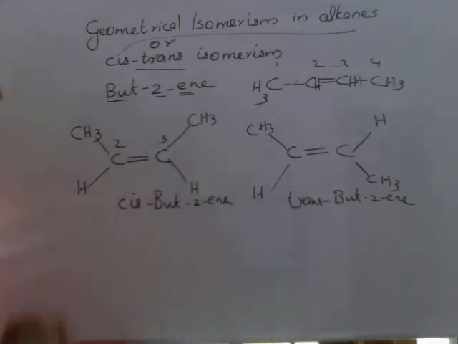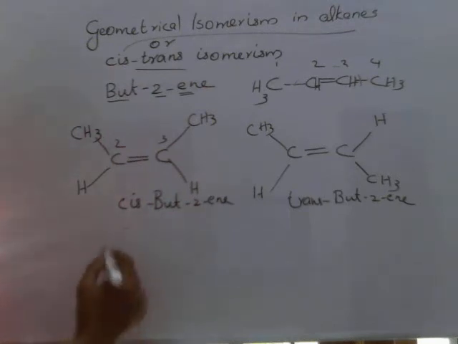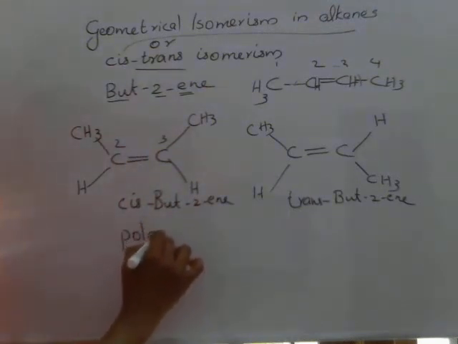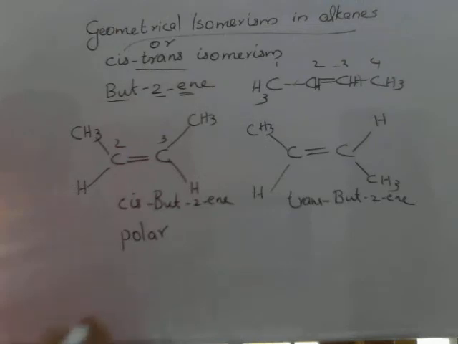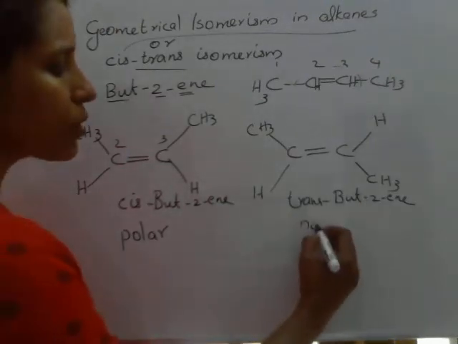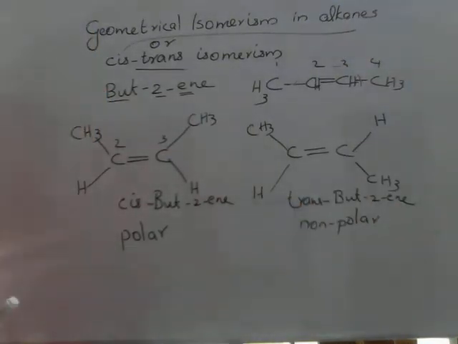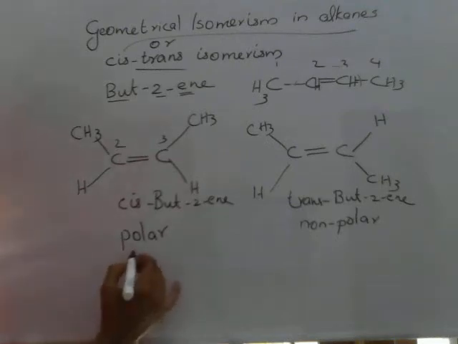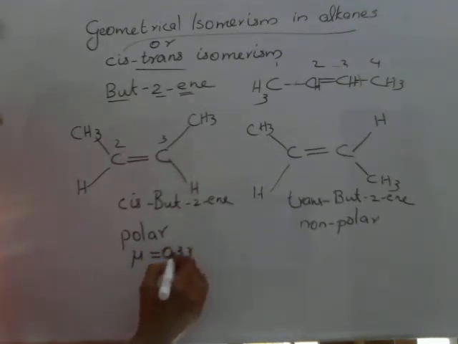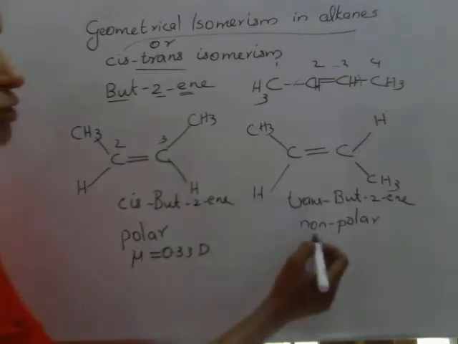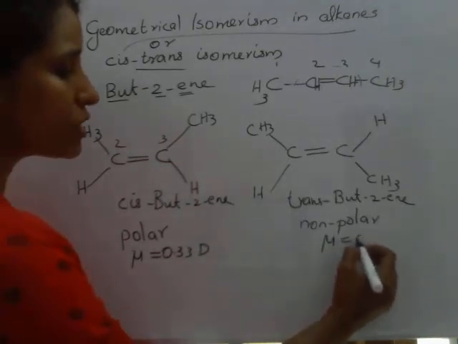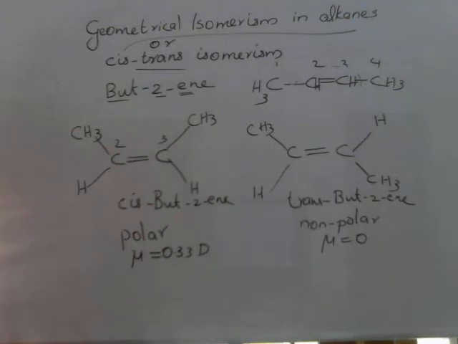See, if you take but-2-ene, cis-but-2-ene is polar in nature. But trans-but-2-ene is non-polar. In cis-but-2-ene, there is charge separation, and the dipole moment value is 0.33 D. But it is non-polar, meaning dipole moment is almost 0, for trans-but-2-ene. We can explain with this structure.